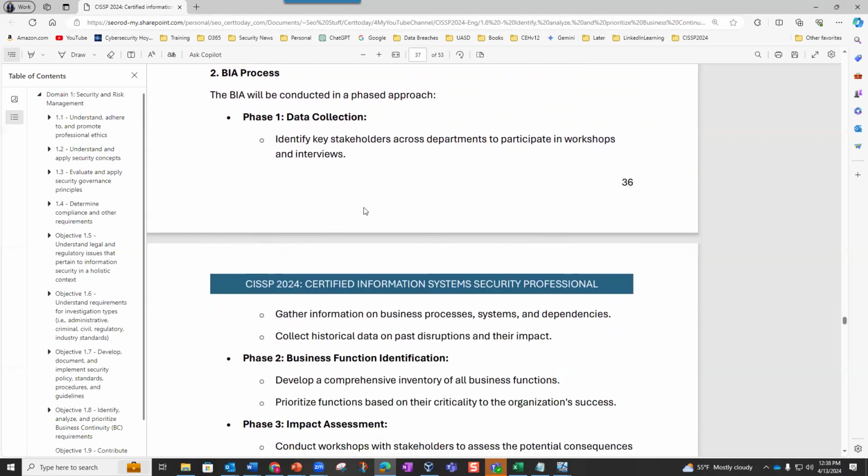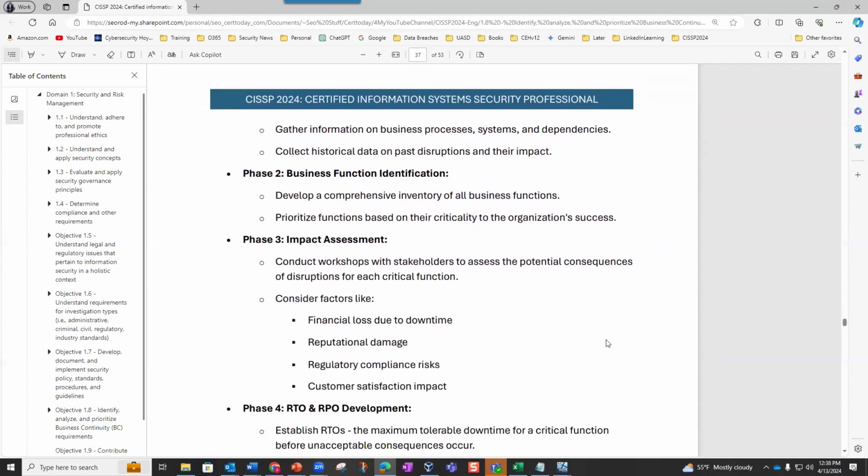Another key component is the BIA process. And something like, the BIA will be conducted in a phased approach. So this is like a project plan to create the BIA. Phase one should be data collection. You should identify key stakeholders across departments to participate in workshops and interviews, gather information on business processes, systems, and dependencies, and collect historical data on past disruptions and their impact. That would help a lot.